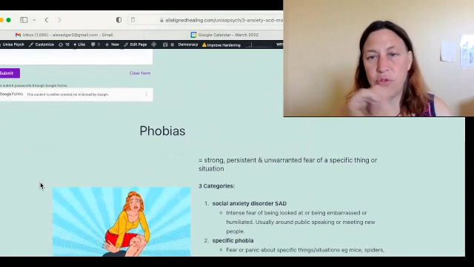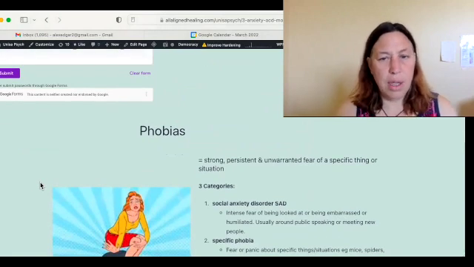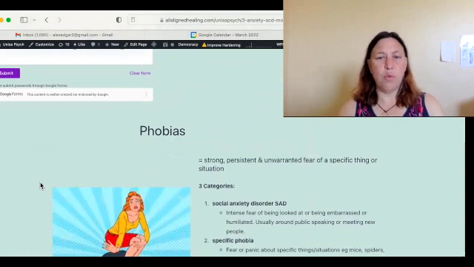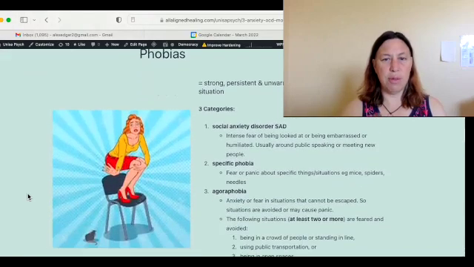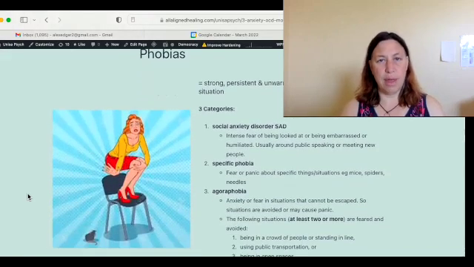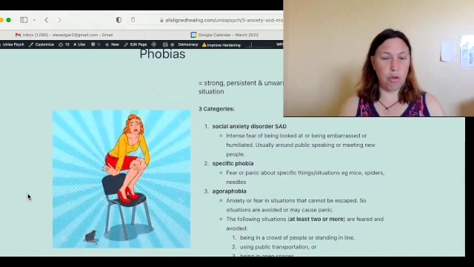Phobias. There's questionnaires, by the way. Okay, phobia is a strong, persistent, or unwarranted fear of a specific thing or situation. There are 3 categories to phobias. Social anxiety, fear of being judged or humiliated by people, or rejected, usually around public speaking or meeting new people. Specific phobia: needles, mice, spiders, rats, dogs, sharks.